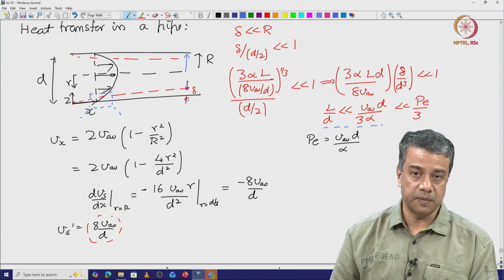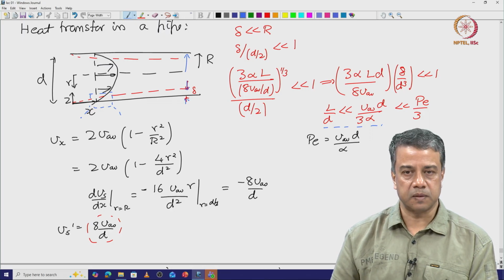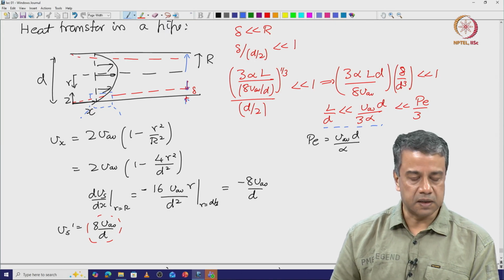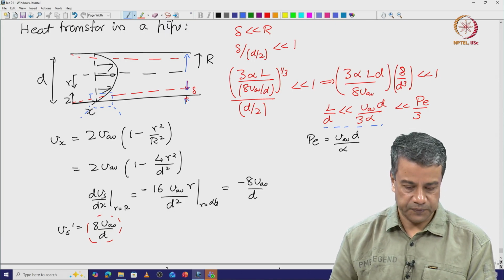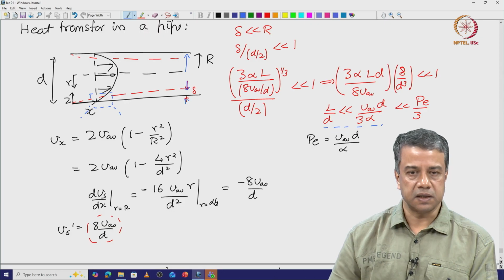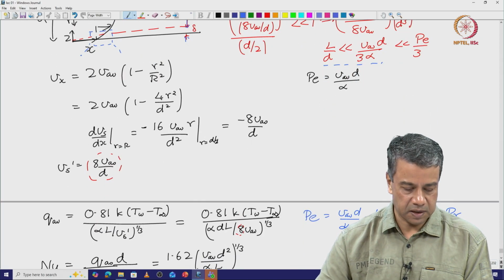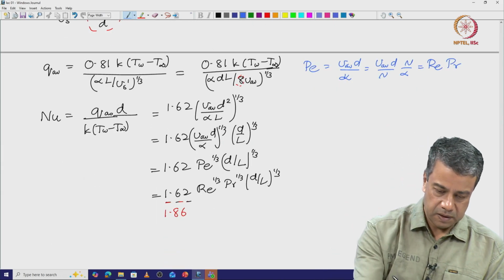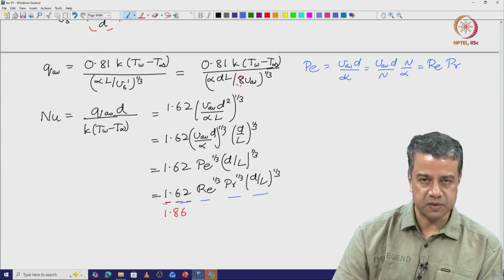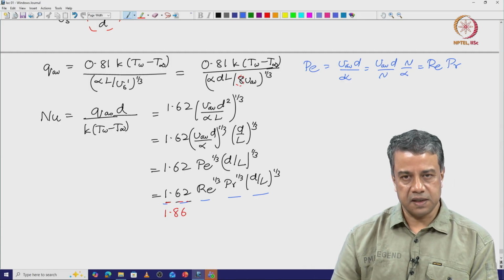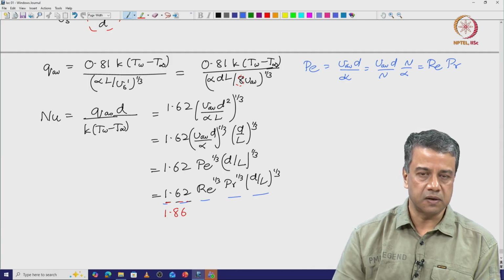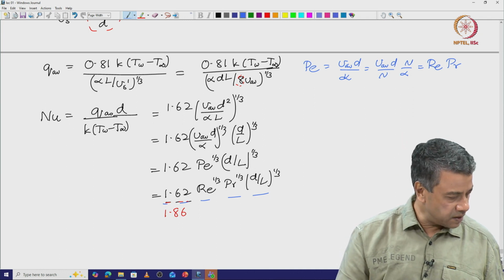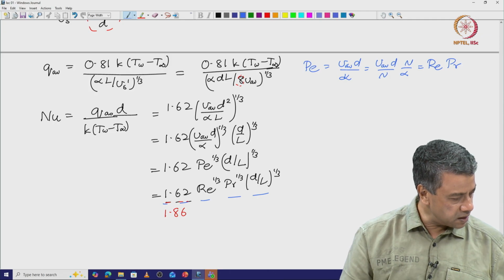Once the length by diameter ratio becomes comparable to the Peclet number, the boundary layer thickness becomes comparable to the pipe diameter, and this analysis can no longer be used. Under the condition that the boundary layer thickness is much smaller than the pipe diameter, we have derived a correlation for the heat transfer in a pipe flow, which had exactly the same form as the correlation that is commonly used for laminar flow in a pipe, except that the constant in that correlation is slightly different.